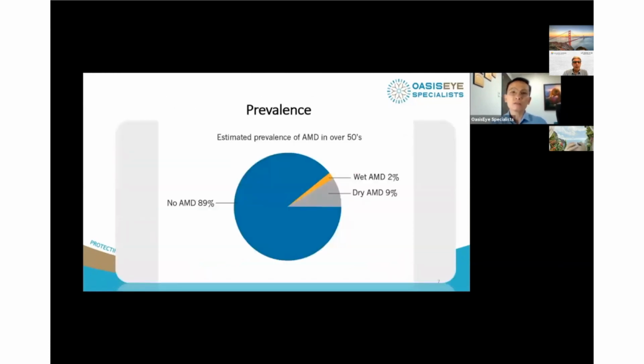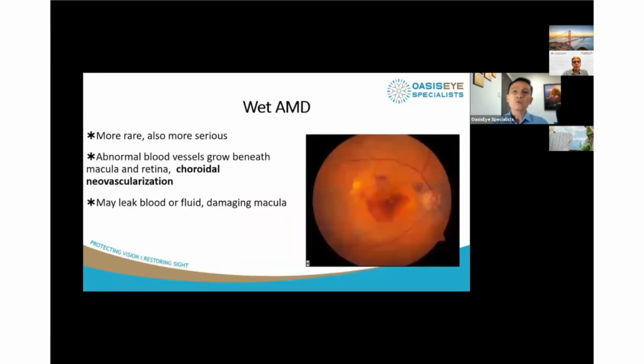So what is the prevalence of AMD in people over 50? Well, the proportion of people with AMD over 50 is around 11%. And out of that, 2% are diagnosed as wet AMD, and 9% are diagnosed as dry AMD. So what is the difference between wet AMD and dry AMD?